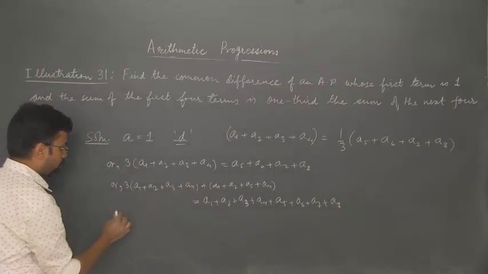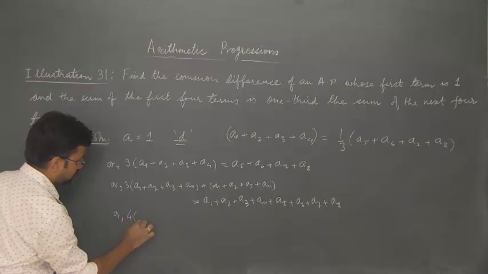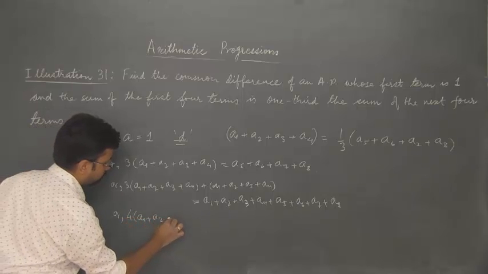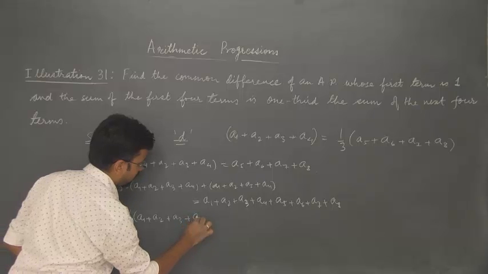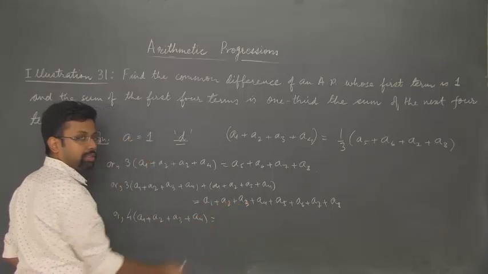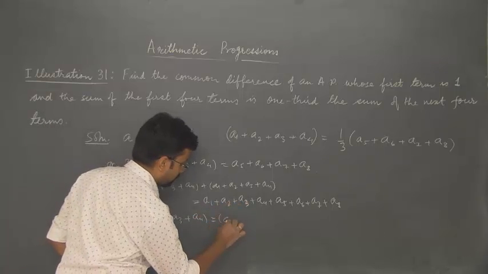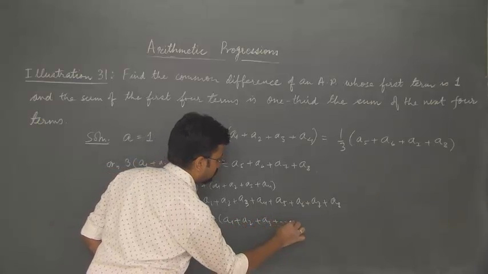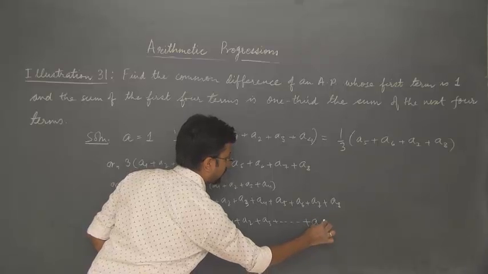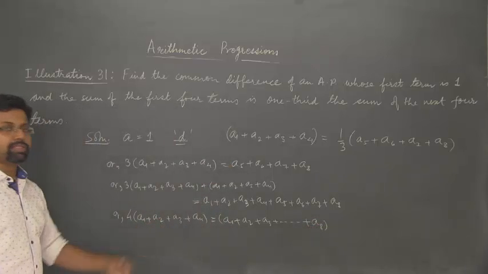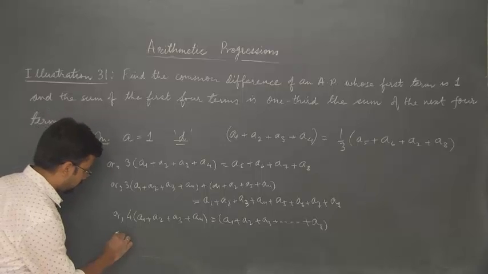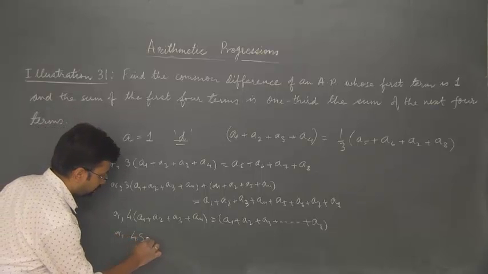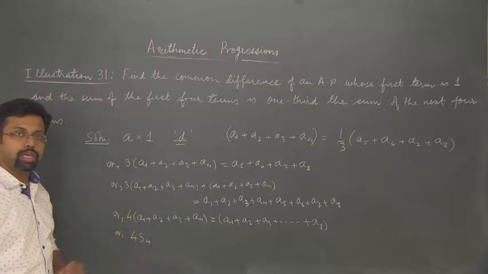Now this would be what? This will be 4 times A1 plus A2 plus A3 plus A4. And what would this be? This would be A1 plus A2 plus A3 going on till A8. Now what is A1 plus A2 plus A3 plus A4? Isn't it S4, sum to 4 terms of the AP?